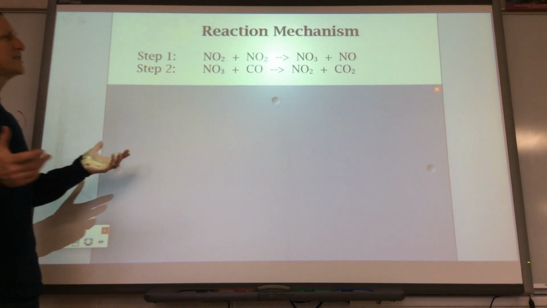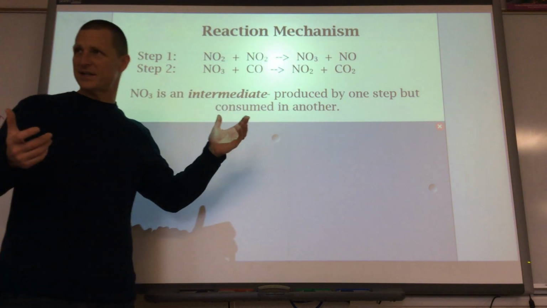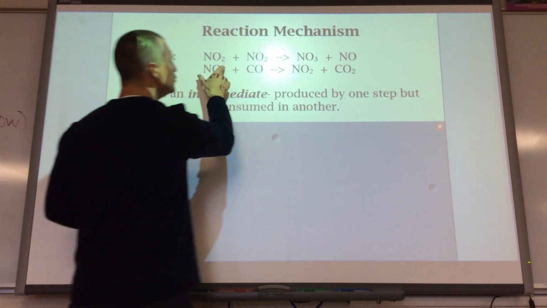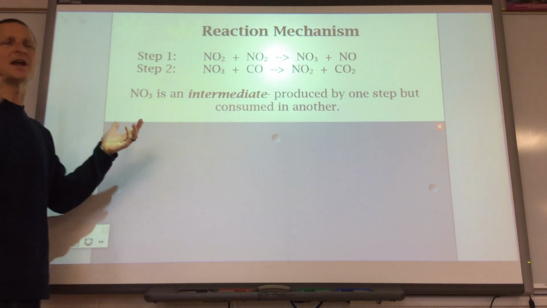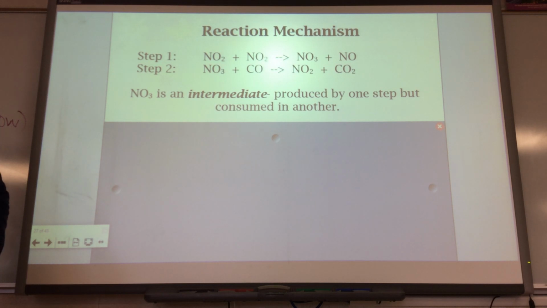Okay, so here's our two steps. Just some terminology. We have an intermediate present in our mechanism. The NO3 gets made in step 1 and then used up in step 2. So NO3 never shows up in the overall equation. That's what an intermediate is. I think I asked you about an intermediate on the reading quiz. And there were two in that reaction or mechanism.